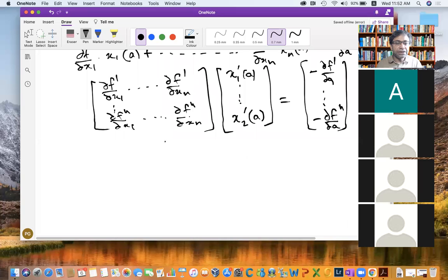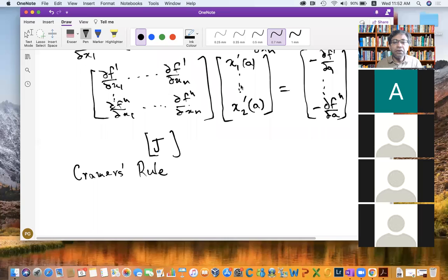Now, if you look at this, this is indeed the Jacobian matrix. In linear algebra, we know how to solve this kind of set of linear equations, right? We use something called Cramer's rule. C or K, I forget. C. Okay.